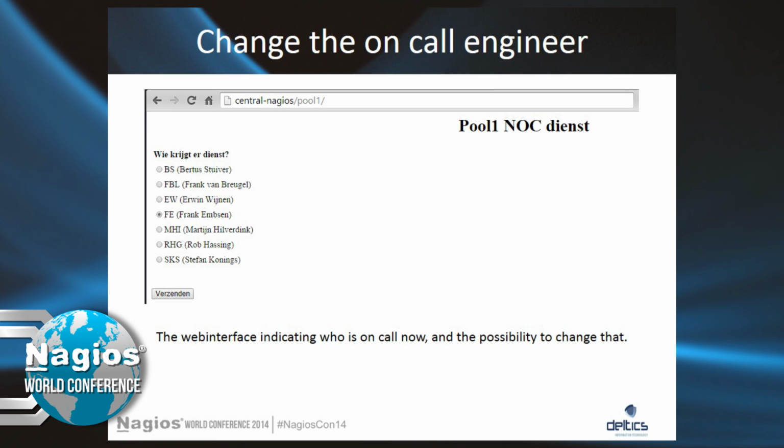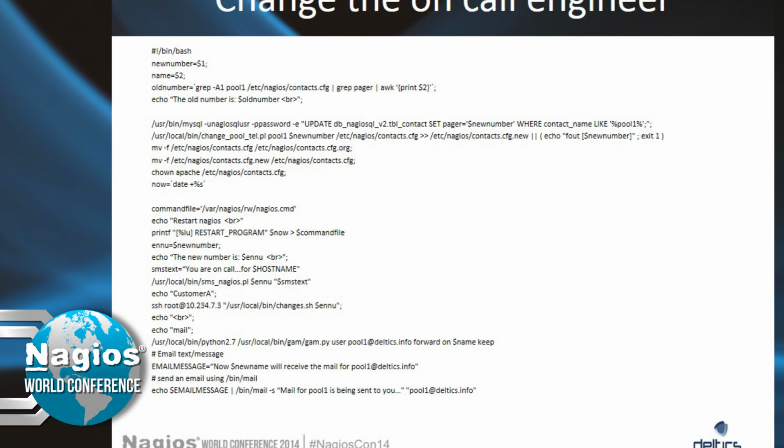So we've created a very simple web page. Who's on duty? You can pick the name, click on send, and it will start a script again. The script will check the old number and will change the number in MySQL. We'll change it in the context.cfg, move the original context.cfg just for backup reasons, and move the new one to the original one. And change owners again, because otherwise it can't be used. And then we restart Nagios using the command file.